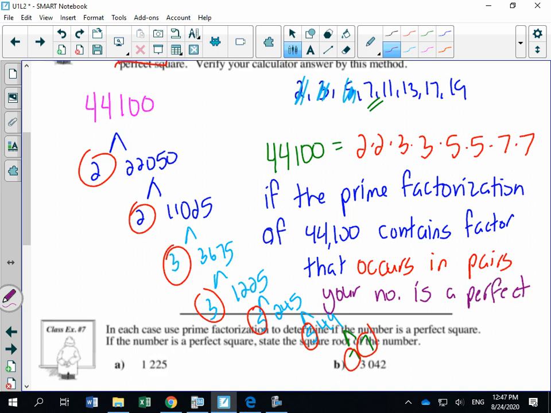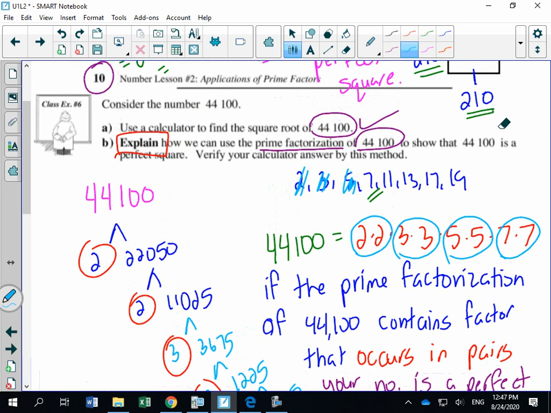It's a perfect square. Okay, so here's what I mean. Once you write your number and you write the prime factorization of your number, you're going to circle pairs. So my pairs are, I've got a pair of 2s, a pair of 3s, a pair of 5s, and a pair of 7s. If the prime factorization of your number contains factors that occur in pairs, all your numbers pair up, then this number is a perfect square.